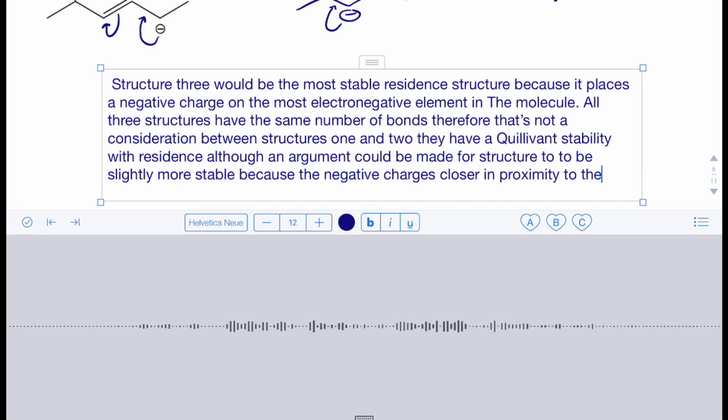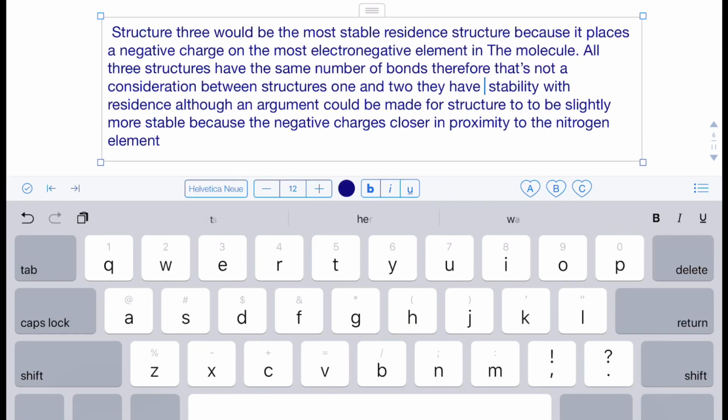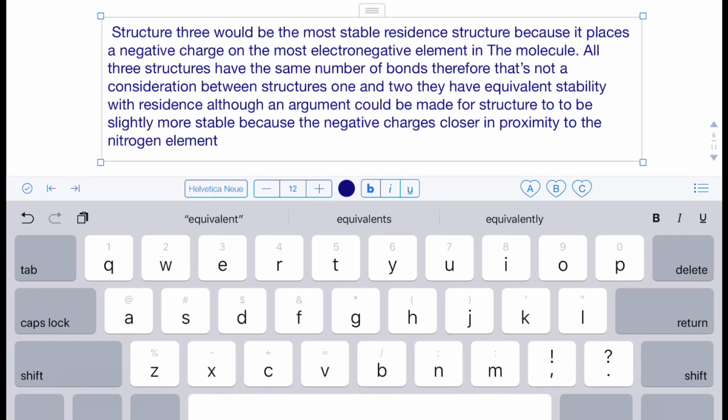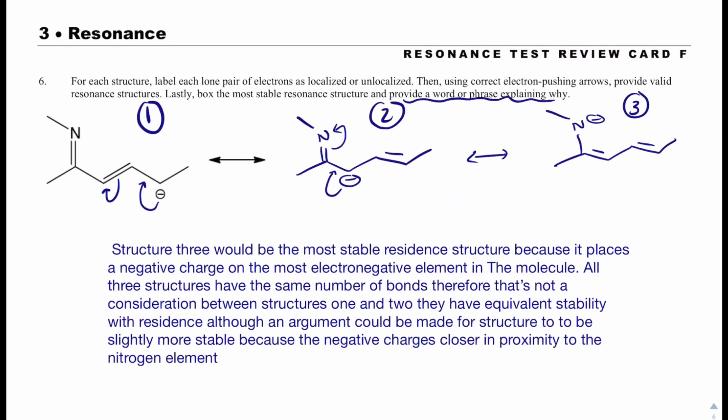And this should say equivalent. But on your test, you're not going to need to write huge long paragraphs like so. But if you go to college chemistry, absolutely you would have to.